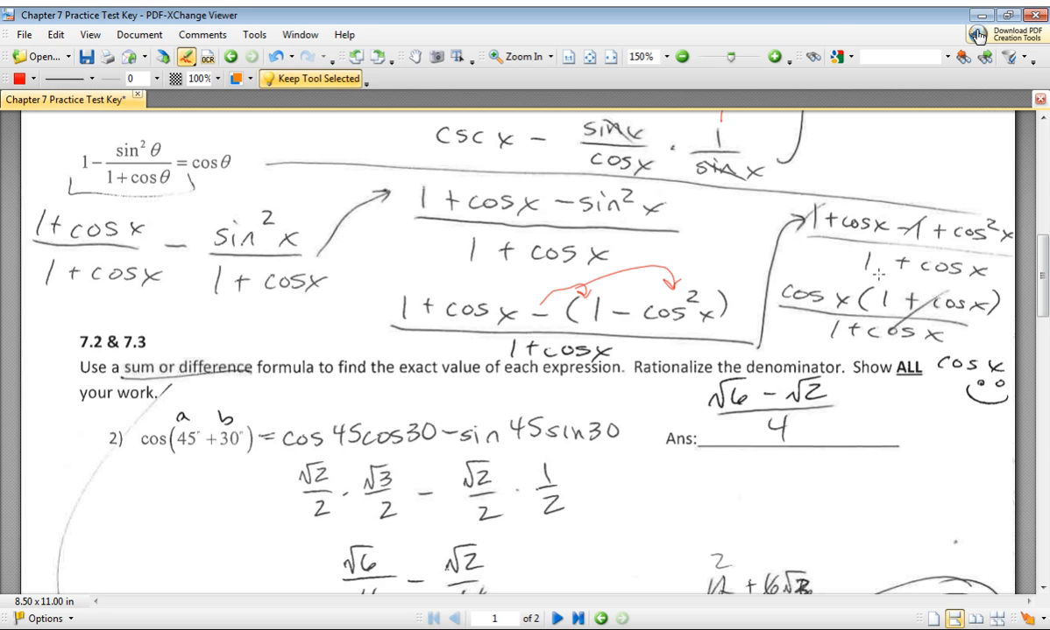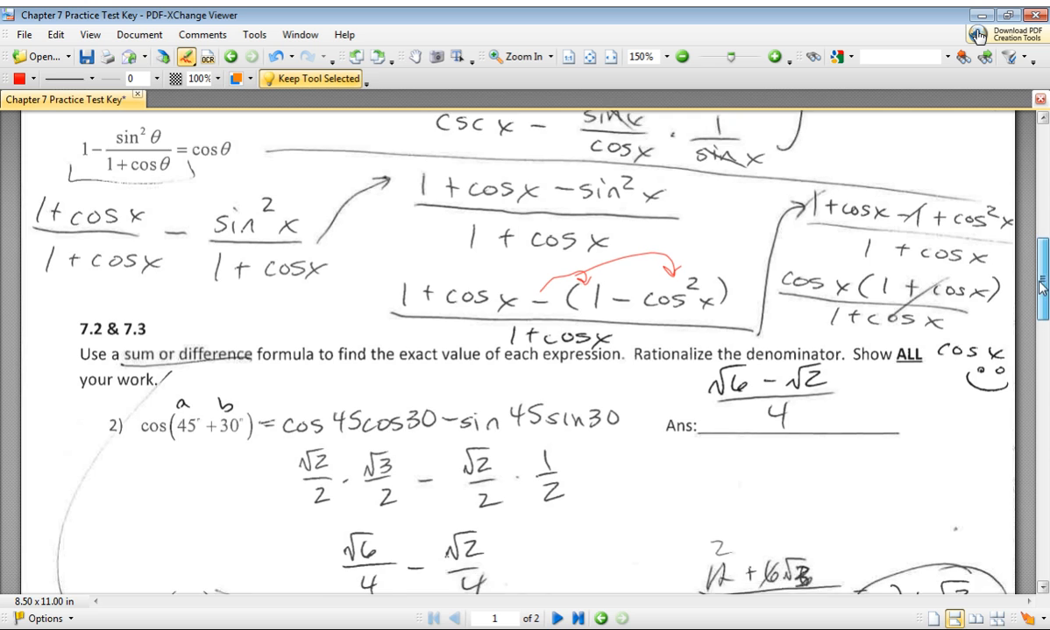And then cosine squared, if I take out a cosine, I have a cosine left. And if you don't believe me, try distributing it back in, and you should have cosine x plus cosine squared x. Well, now I have the whole bottom, and I have 1 plus cosine x, and they're the same, so I can cancel them out. So I end up with cosine x. Remember, start with the more complicated side, turn everything into sine and cosine. Pythagorean identities are good when you're squared, and common denominators.